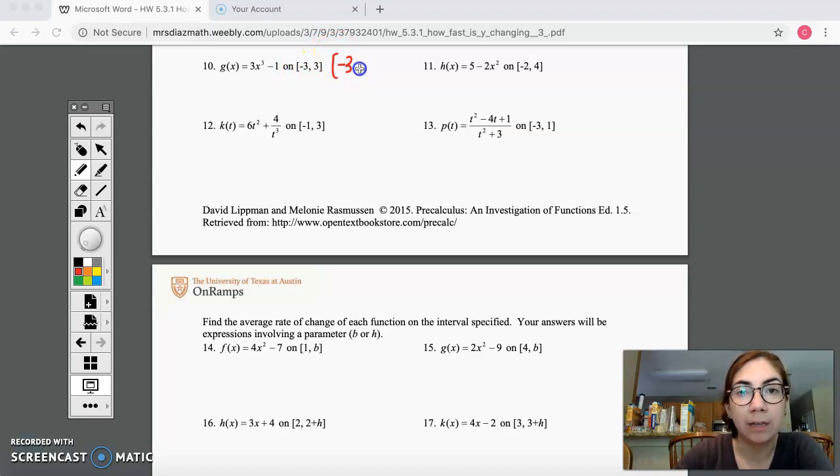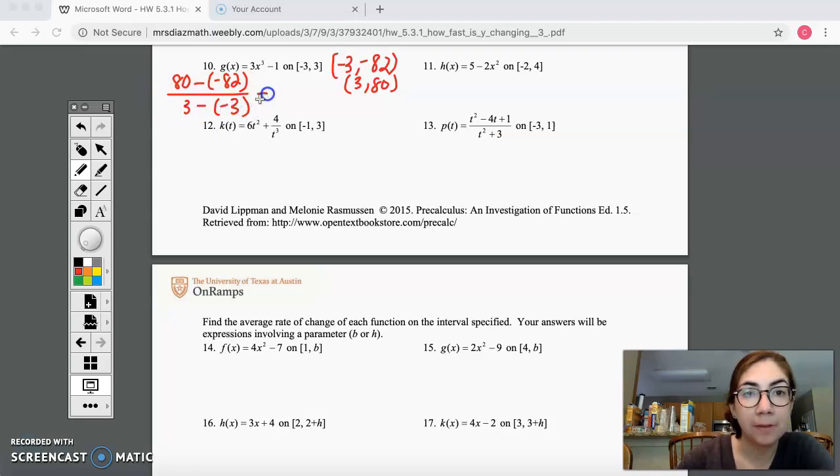So let's plug in negative 3 for the x. Negative 3 cubed is negative 27, times 3 is negative 81, minus 1 is negative 82. And then let's plug in 3. 3 cubed is positive 27, times 3 is 81, minus 1 is 80. Remember, we're still doing slope, so y2 minus y1 over x2 minus x1. 80 minus negative 82 over 3 minus negative 3. Two negatives make a positive, so it's going to give us 162 divided by 3 plus 3, which is 6.